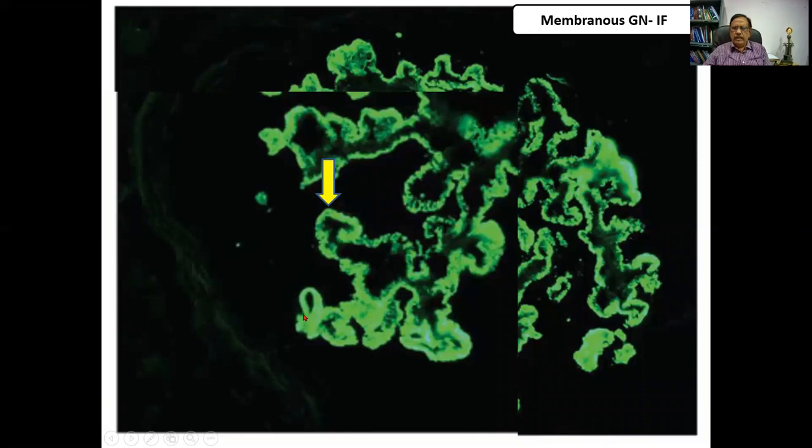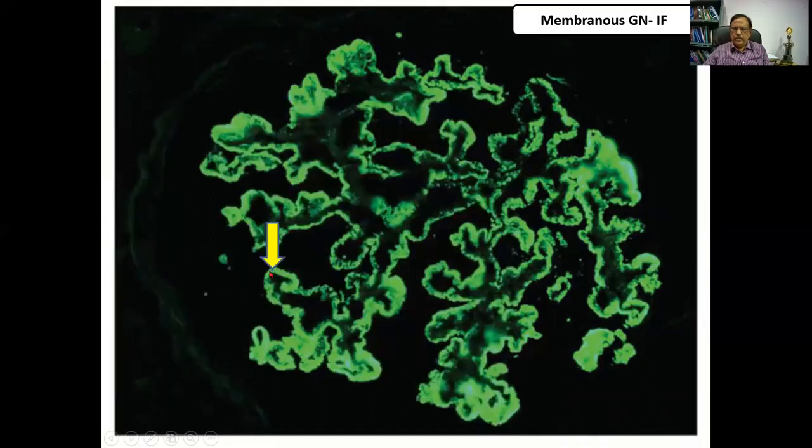And this is the granular deposit that I had mentioned. I find that there are granular deposits in the subepithelial region. This is an immunofluorescence. Here also I find some granular deposits. So that's what we see in this picture. Are you able to see a number of these granular deposits? Fine.